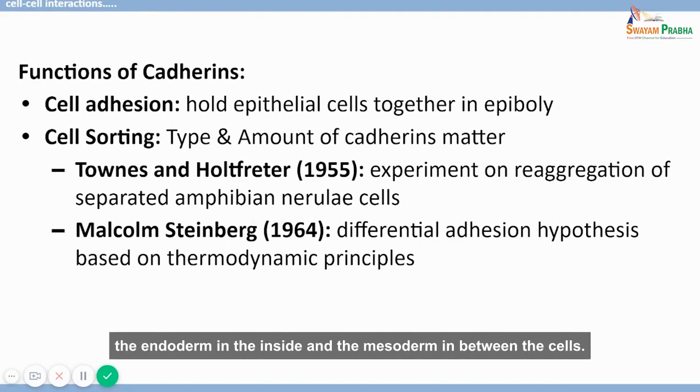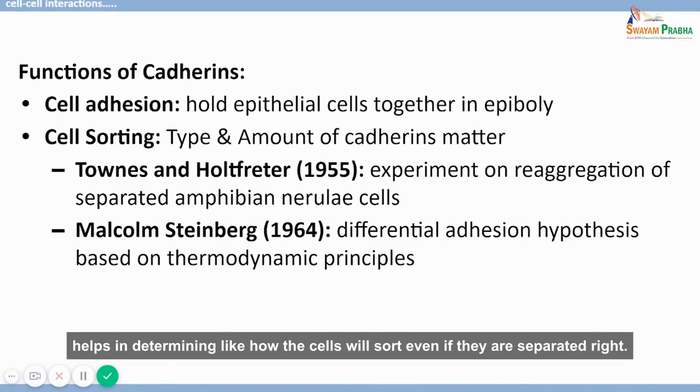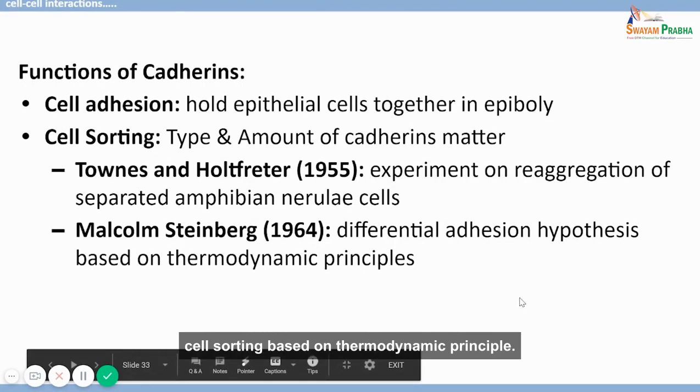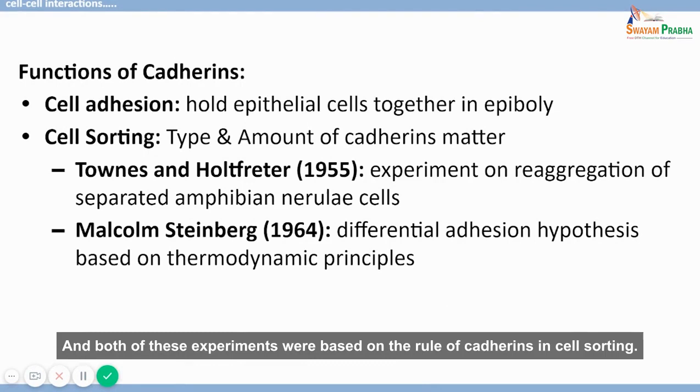So that means that ectodermal cells have a positive affinity for mesoderm and a negative affinity for endoderm, right? While the mesoderm cells have positive affinity for both ectodermal and endodermal cells, right? So that means the kind of affinity between the cells helps in determining how the cells will sort even if they are separated, right? In 1964, Malcolm Steinberg proposed the differential adhesion hypothesis, and this hypothesis could explain the pattern of cell sorting based on thermodynamic principles. And both of these experiments were based on the role of cadherins in cell sorting.